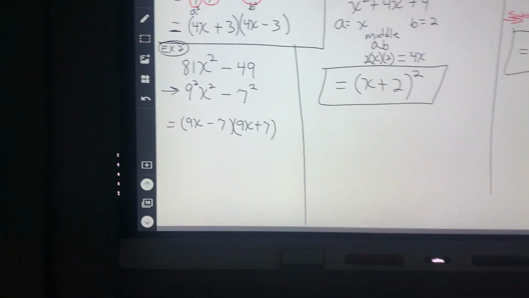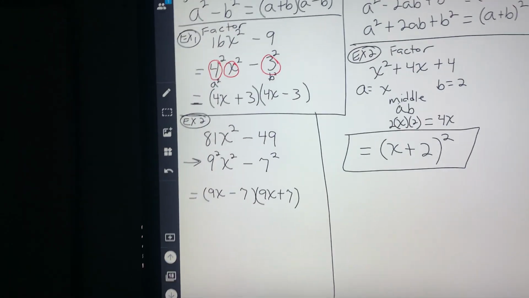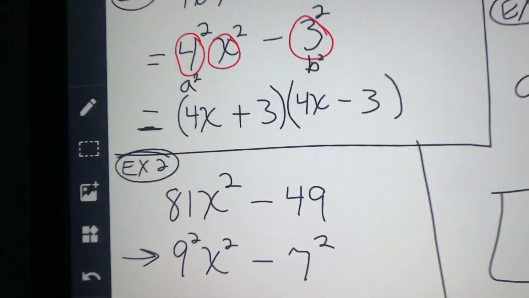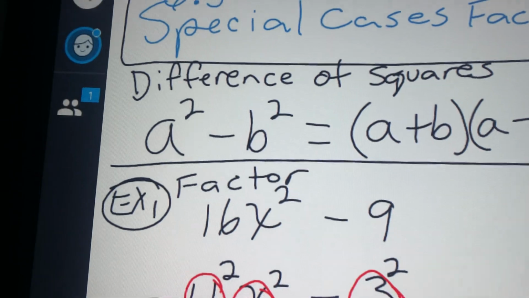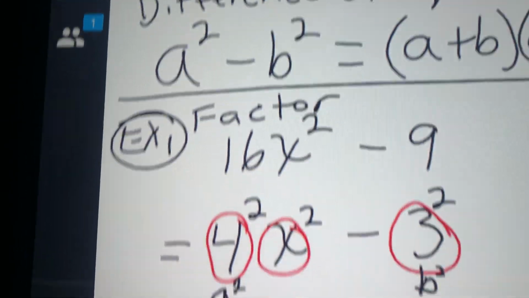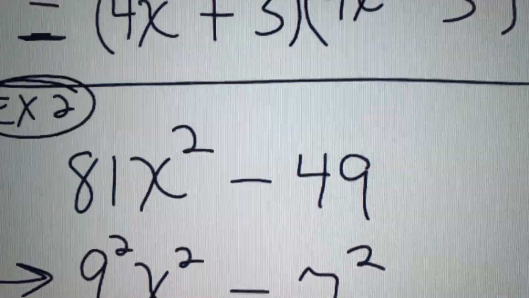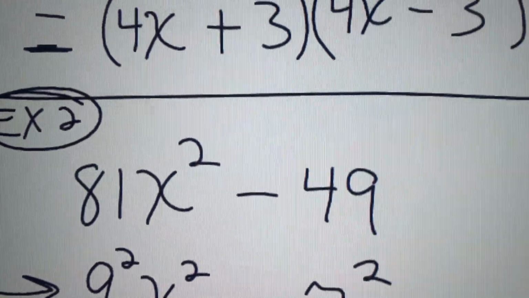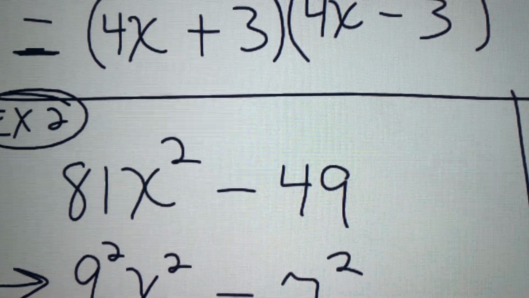And one of them is a plus, the other is a minus, as long as originally we were given it in the format of A squared minus B squared. So like we have here, A squared minus B squared.